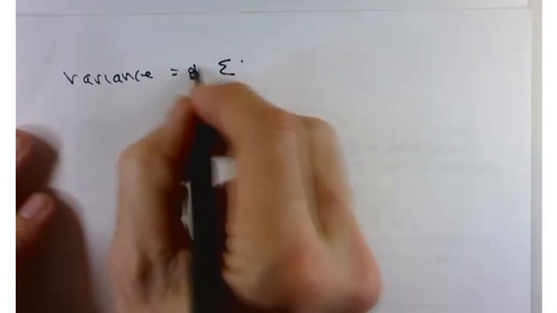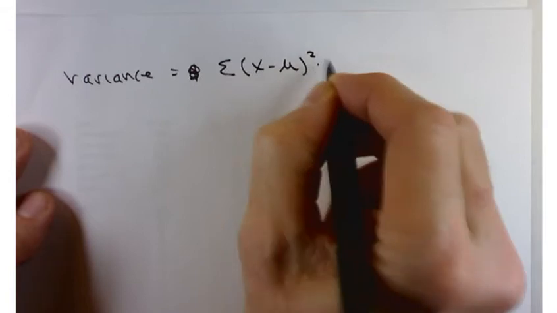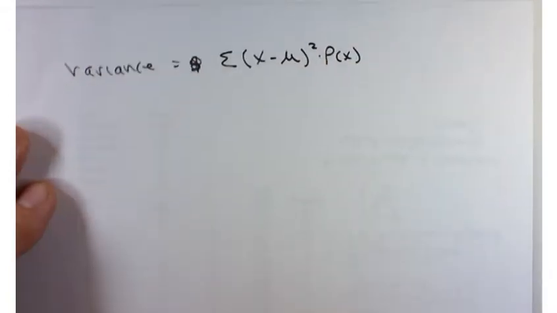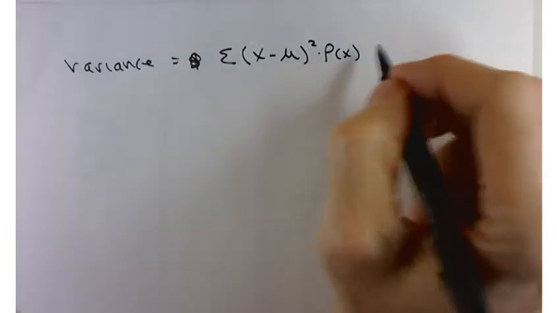So the variance is going to equal the sum of x minus the mean, squared, times p of x. Now you're kind of lucky in statistics, you don't have to memorize these formulas. Any formula that you're going to need in this course, I will give to you. So it's not something you have to have memorized.